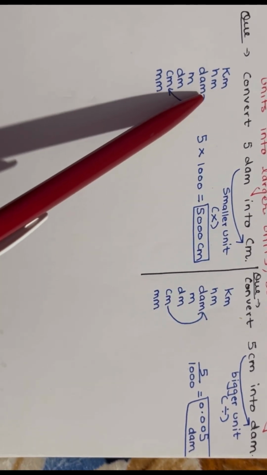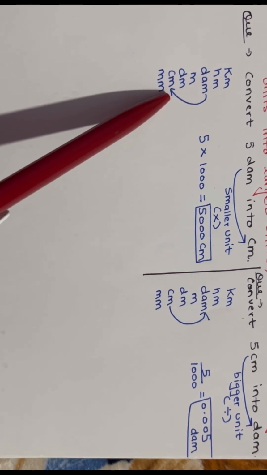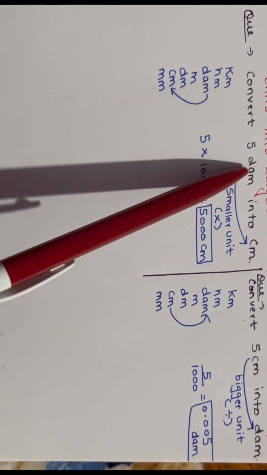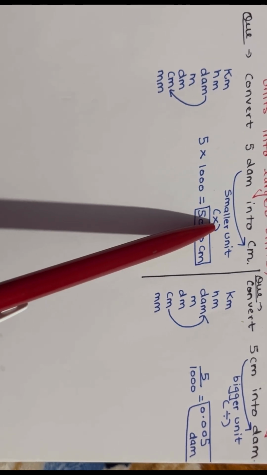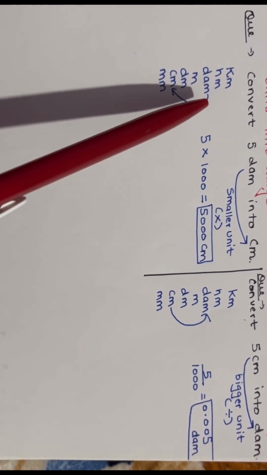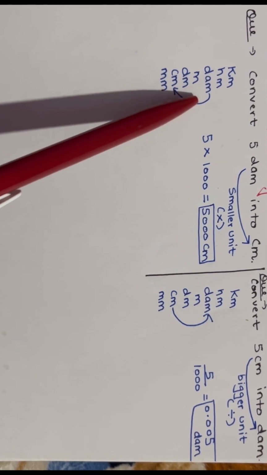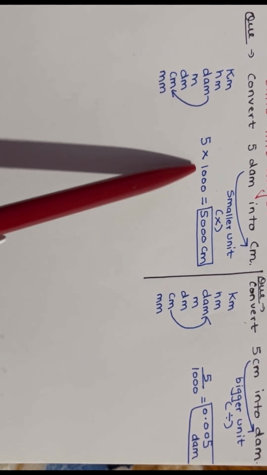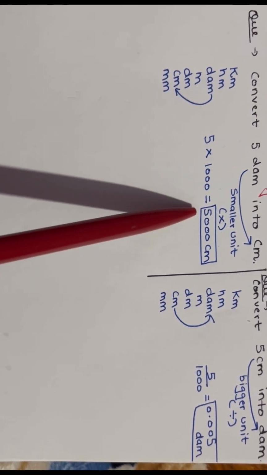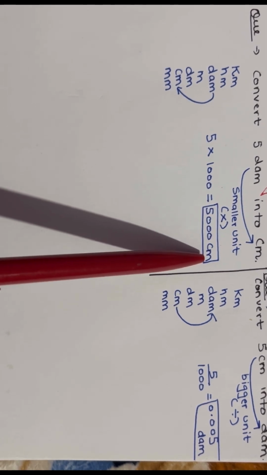You can see this is a bigger unit and this is a smaller unit. So whenever you are converting bigger unit to a smaller unit, you just have to multiply. But multiply by what? Just look at the number of zeros. 1, 2, 3. So just multiply by 1000 and you have got your answer, that is 5000 centimeter.